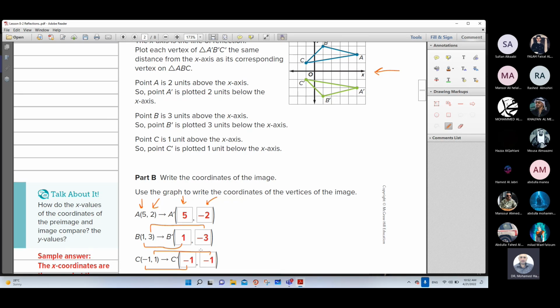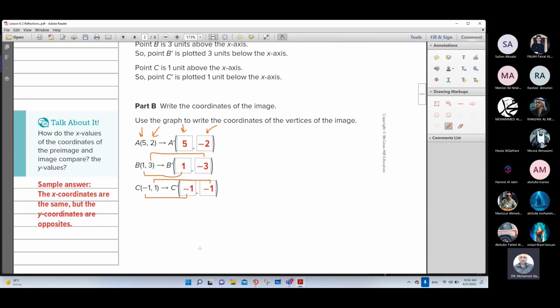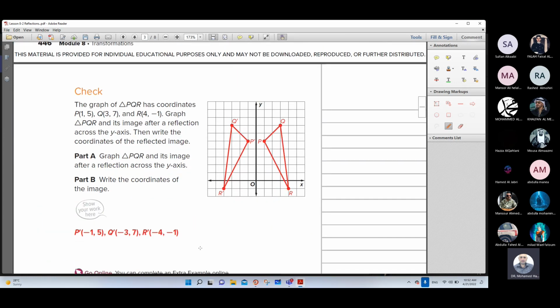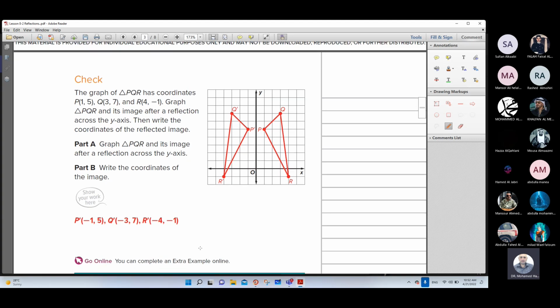So here we can say and write rules. After this example, as you see, here we have the pre-image, and here we have the image. What are the coordinates of the cube? As you see, here we have 3, and here we have 1, 2, 3, 4, 5, 6, 7. Means 3, 7.